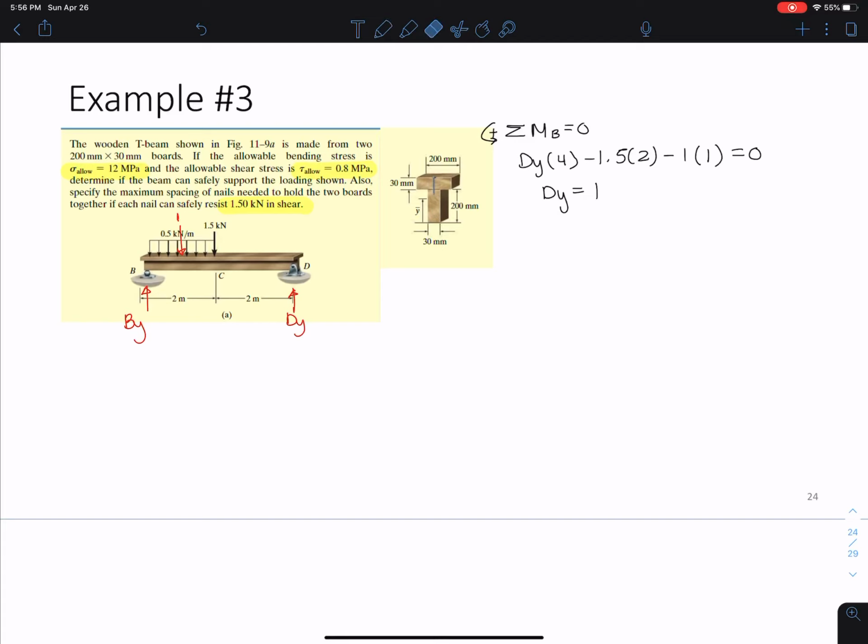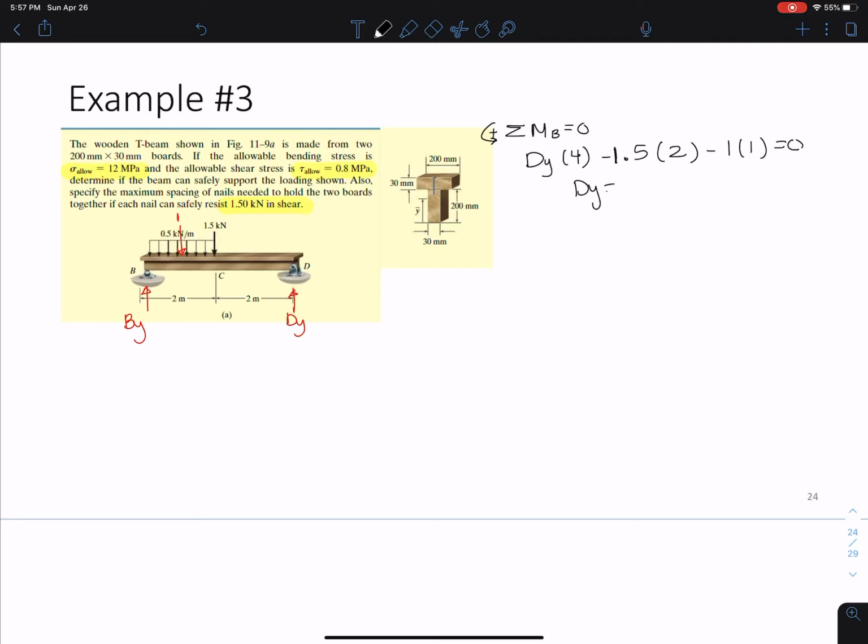Let's check my work. Let's do this again. Okay, we would have positive dy times 4 meters. Oh, minus 1.5. I think that was my problem, times 2, not 0.5. There we go. That was my problem. This is a 1.5 times 2. Okay, now minus 1 times 1 equals 0.